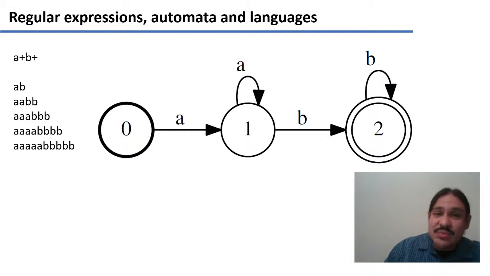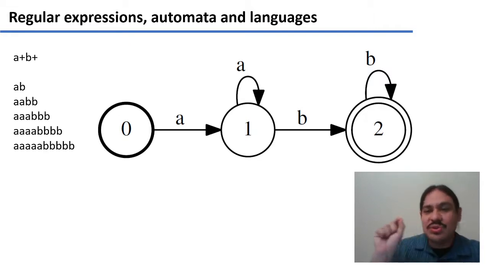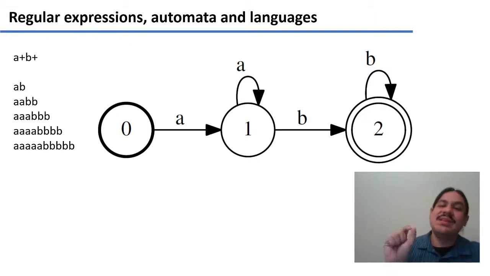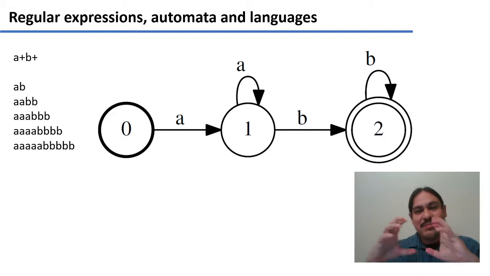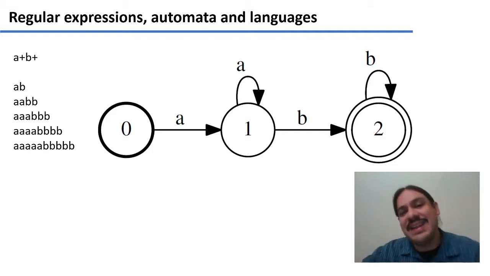To generate the last one, you would go from 0 to 1, A, and then you would go through state 1 four, five times to generate A, A, A, A, A. And then you would go from 1 to 2, B, and then you would go B, B, B, B, B, four times until you have the string A, B, B, B, B, B, and then you hit the end state.